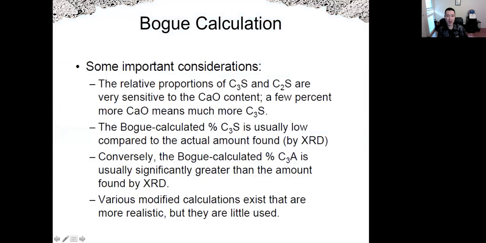All right, so here are some more details about bulk calculation. For example, the relative proportion of C3S and C2S are sensitive to the percentage of calcium oxide, and also the calculated C3S percentage is low compared to what we actually measured by using XRD. And some other notes, but again, this is very detailed. You do not have to understand and remember that. Just for your information.